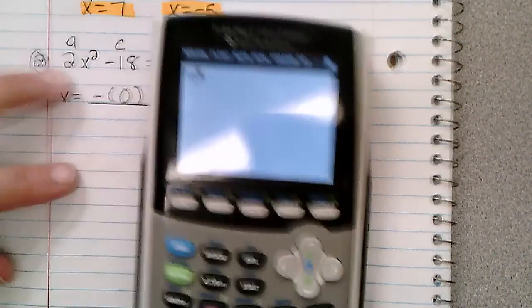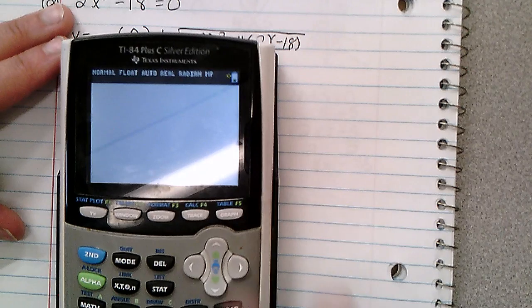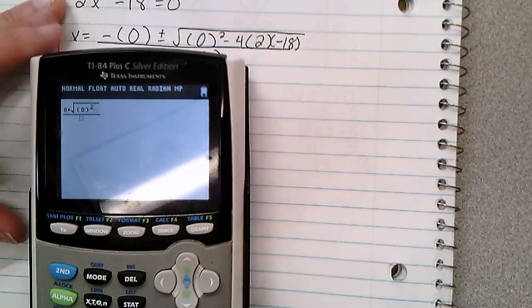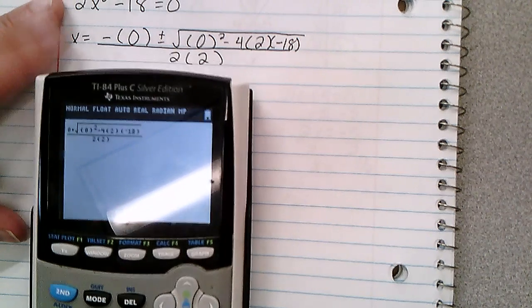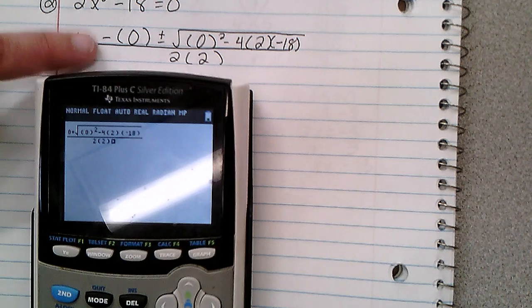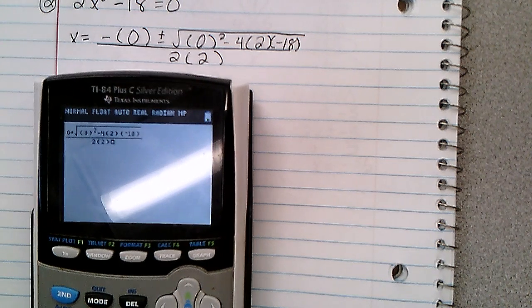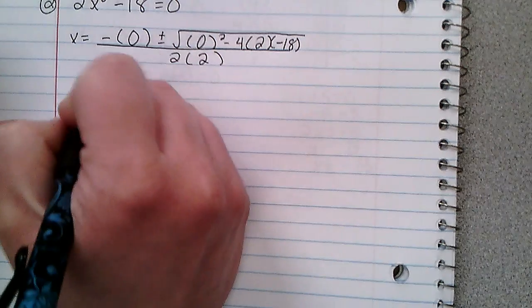So 0 plus or minus the square root of 0 squared, which is 0, but just to make sure we're getting everything correct, minus 4 times A times C over 2 times A, which is 2. Okay, so just check that against your work. This is going to be how you show me your work, what you're typing in the calculator. So my first x value is 3.